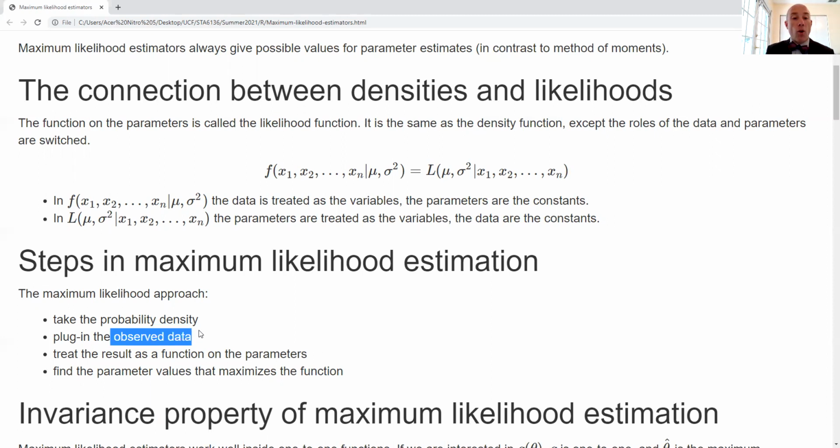Now, first thing we're going to do, we're going to take the probability distribution function. We're going to plug in our observed data. Those are the constants. Then I'm going to treat this object I have on paper as a function on the parameters. And then I'm going to maximize that function. Typically, if you're taking a theory course, you're going to use calculus to do this. We're not going to do that. We're going to let R do all the heavy lifting for us. We're going to be lazy, and I'm just going to plug it into R, get the value, boom, I'm going to be done with it. I'm not going to worry about taking derivatives or any junk like that.